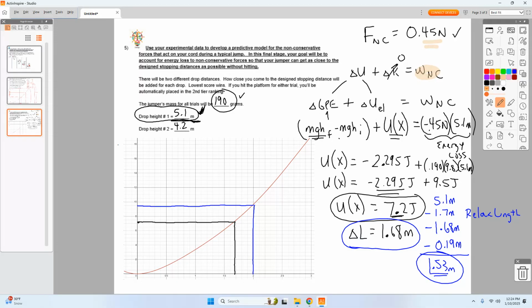And so this is the value that I might use for the non-conservative force, trying to stop that 190 gram mass object after falling 5.1 meters. I would then take that inelastic cord and put it at 1.53. That might then take into account the loss of mechanical energy due to non-conservative forces to try to get them as close as possible without hitting. Now, if I'm going to err on the safe side, instead of putting it at 1.53, I might cheat that a little bit, take off a little bit, maybe put it at 1.51 or something along those lines, so that I make sure I don't hit the board.